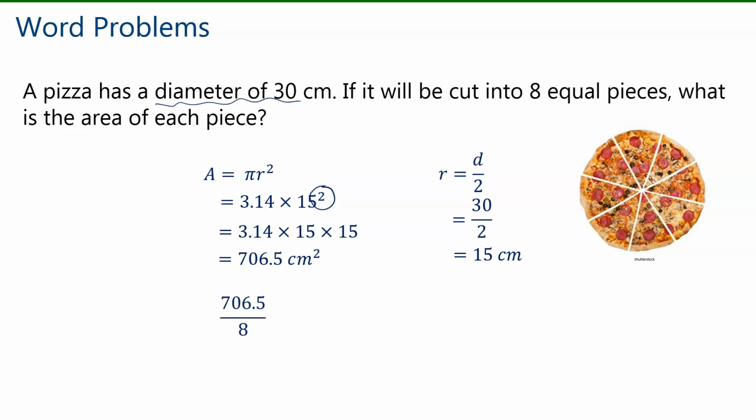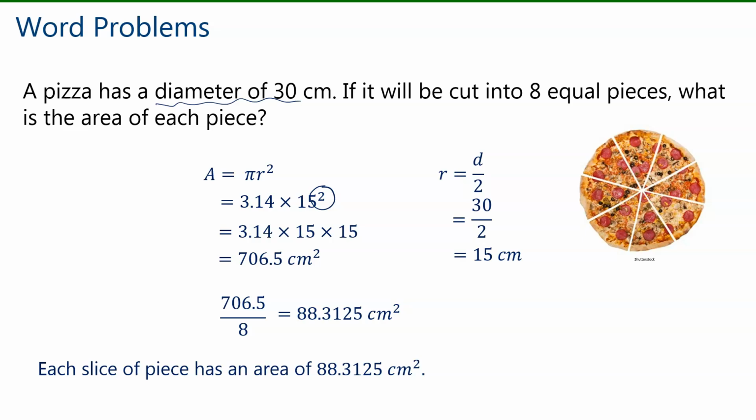So now let's divide that by 8. And when I do that, I get this. So I'll say that each slice of pizza has an area of 88.3125 square centimeters.